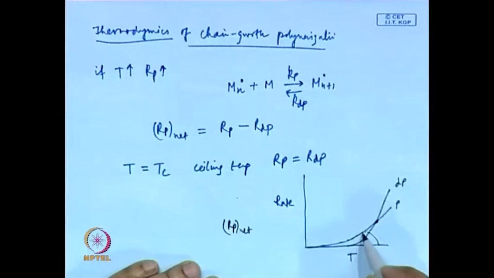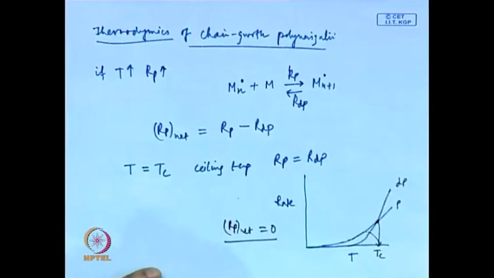below this temperature the rate of polymerization is higher and then the depolymerization becomes significant, and at this temperature, which is Tc, the net polymerization is 0. That means, if you do not see any change in the concentration of monomer, no polymerization is taking place.